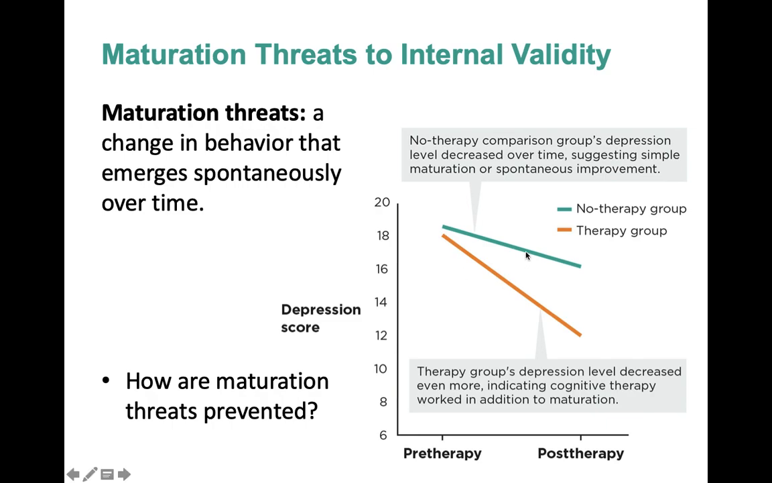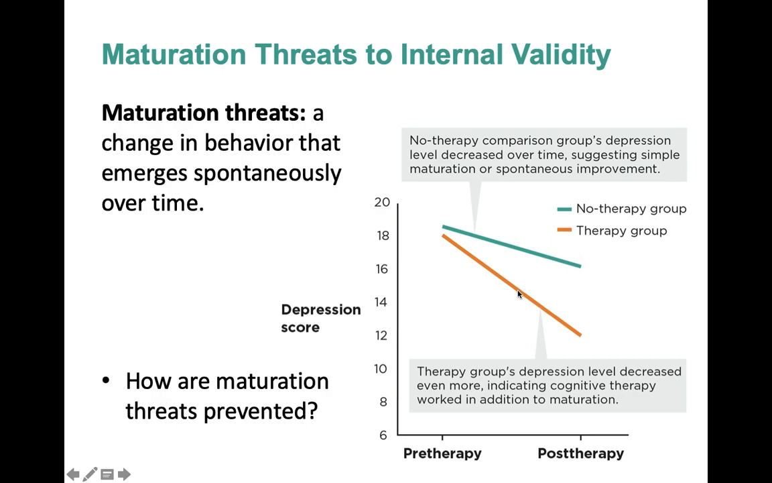Notice that the two groups are quite similar in their depression scores at pretest, but the depression scores differ at post-test, with the therapy group showing a lower depression score than the no therapy group. And so what we see is that even with the no therapy group, we likely have a maturation effect here, right? Because their depression got better just over the passage of time. They didn't get any therapy, but their depression was reduced. So that's a maturation effect.